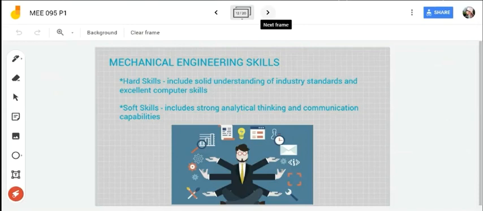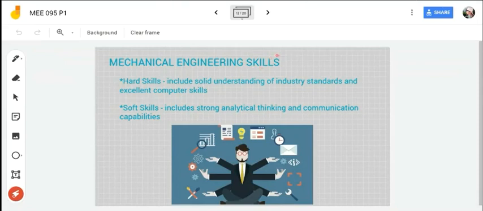Before discussing that, we'll be dividing our skills into two types. We have two types of mechanical engineering skill. The one that we call the hard skills. When we say hard skills, it includes solid understanding of industry standards and excellent computer skills. So ito yung mga active or yung mga hands-on na skills natin when it comes to engineering. When we say soft skills, it includes strong analytical thinking and communication capability. So these are the inside skills or yung mga IQ skills natin. So these are the two types of mechanical engineering skills, the hard skill and the soft skill.